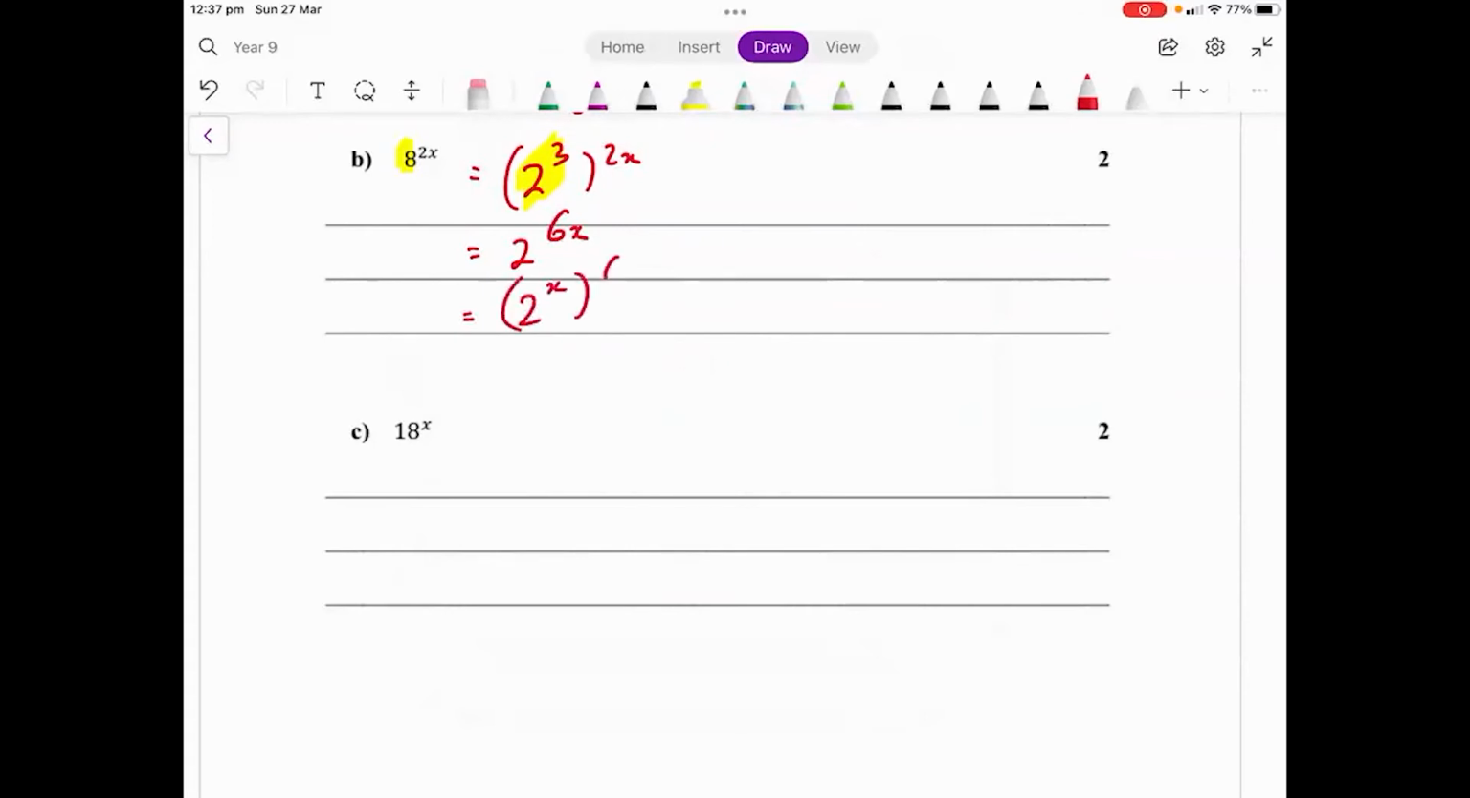Once I do that, I can expand the brackets. That gives me 2 to the power of 6x. And just like in question 1, I can write that as 2 to the power of x all to the power of 6. And replacing 2 to the power of x with 7 gives me 7 to the power of 6.